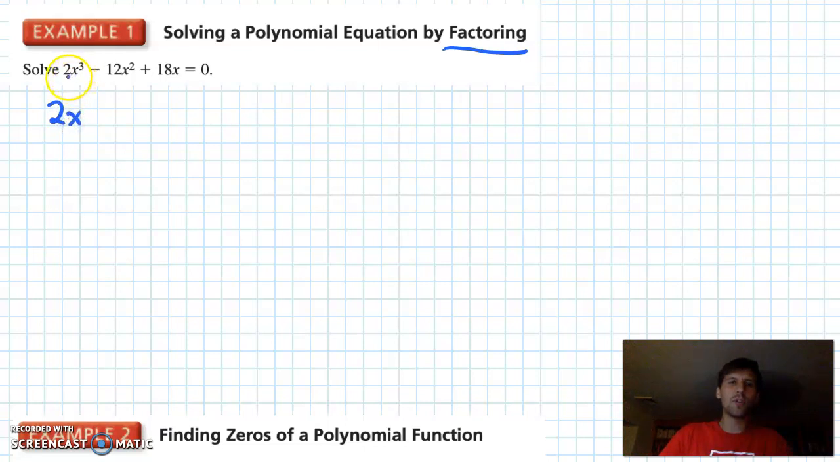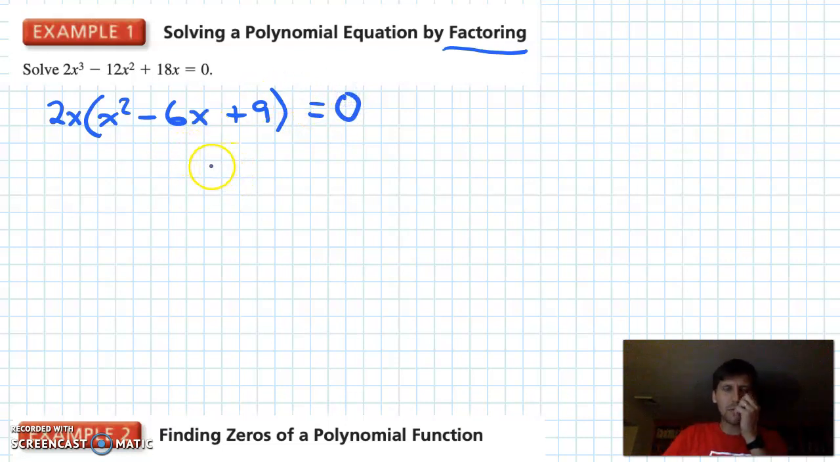So I looked at my three terms and I saw that they all have a common monomial factor of 2x. That would just leave me here with an x squared, then a minus 6 and just 1x, and then a 9 and no x's left. And I'm still going to bring down my right side of the equation. Ooh, already this looks pretty good because now I got a quadratic.